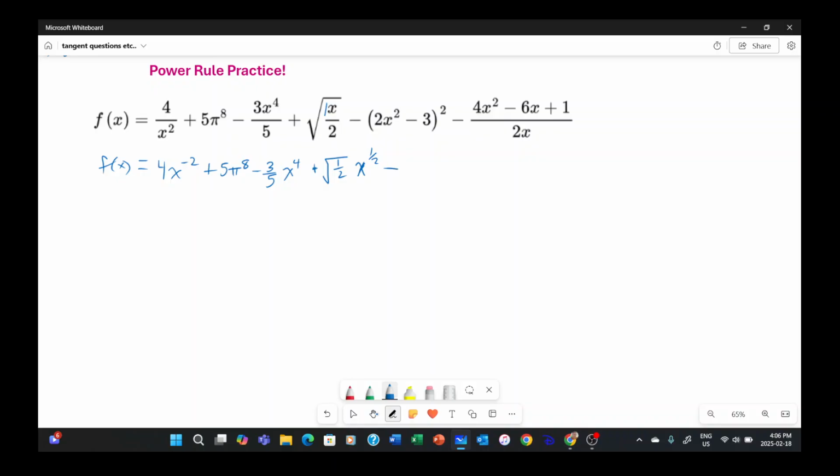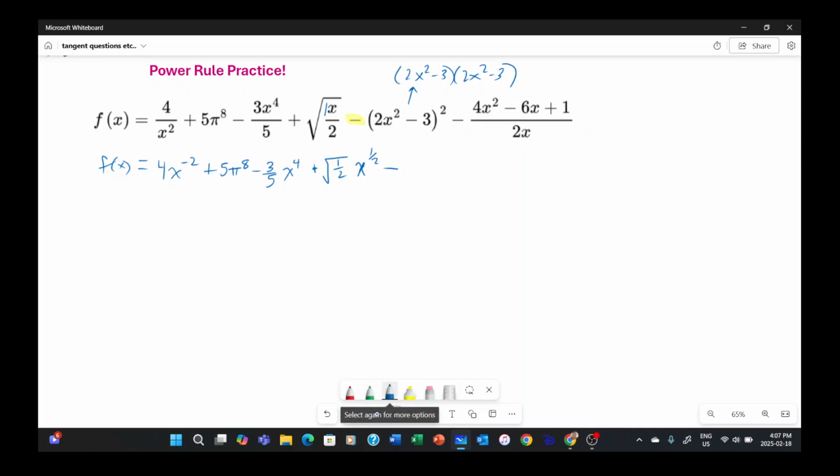This term, we're going to have to expand this. So what I would recommend we do over to the side, or maybe even up above, remember that you're doing 2x squared minus 3 times another 2x squared minus 3. So when we expand that, the biggest problem people have is they forget this negative sign here, which is very important. I'm going to highlight it here. Okay, watch out for that.